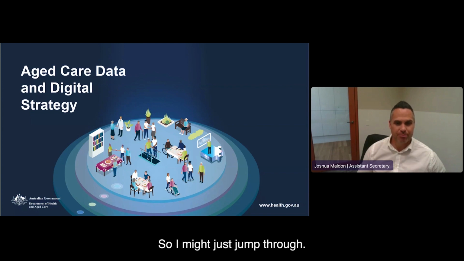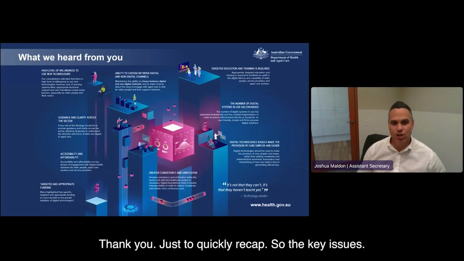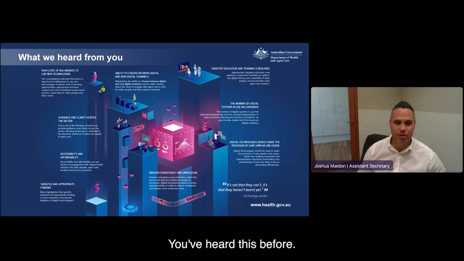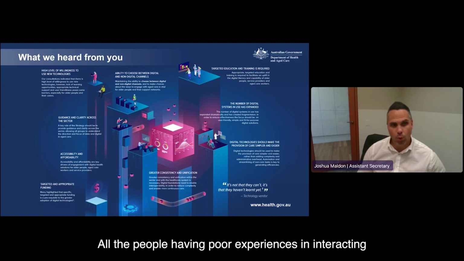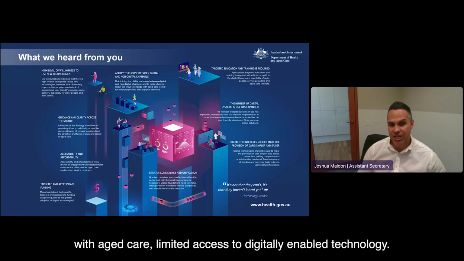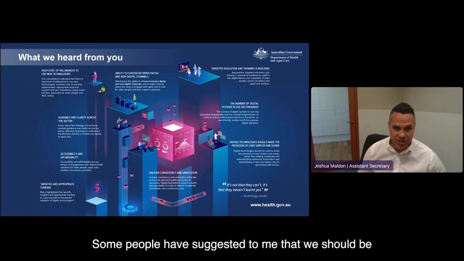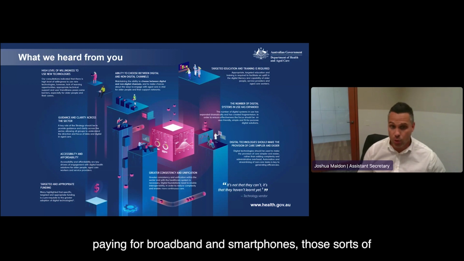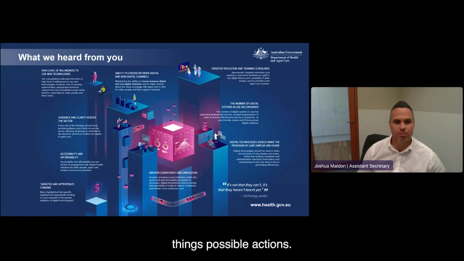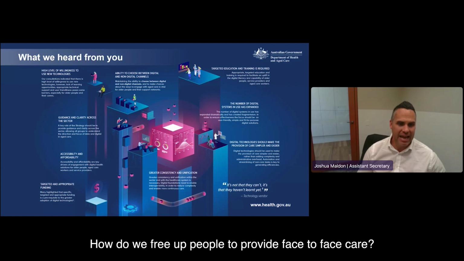So I might just jump through. Next slide. Thank you. Just to quickly recap, the key issues, and none of this will be a surprise, you've heard this before: older people having poor experiences in interacting with aged care, limited access to digitally enabled technology. Some people have suggested to me that we should be paying for broadband and smartphones, those sorts of things, as possible actions. How do we free up people to provide face-to-face care?